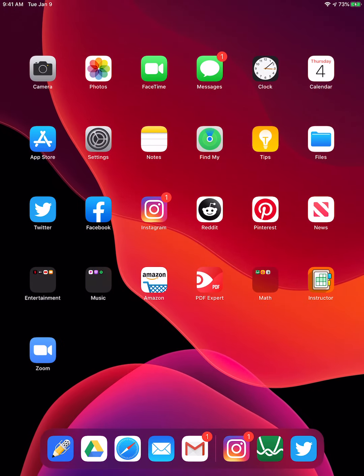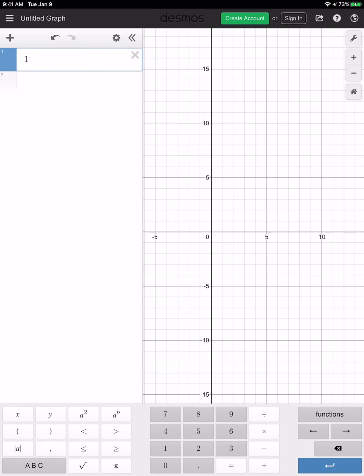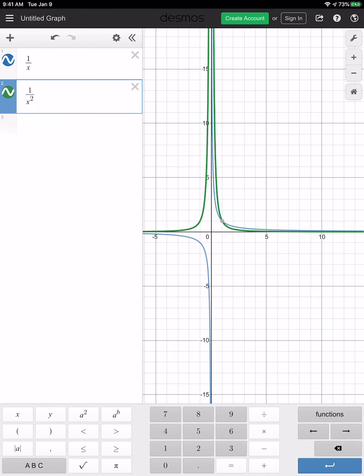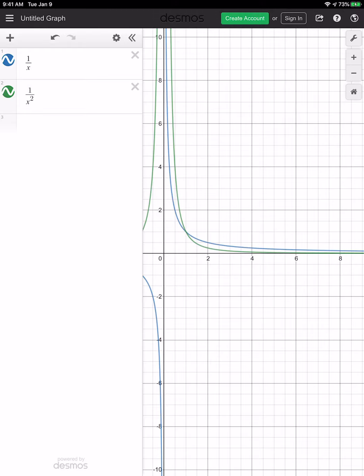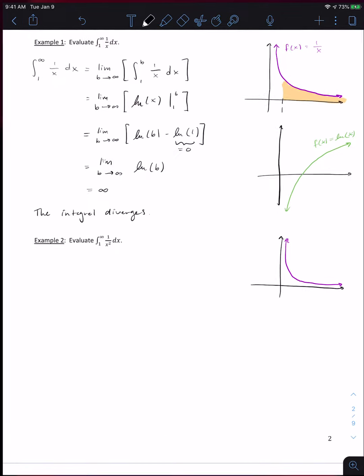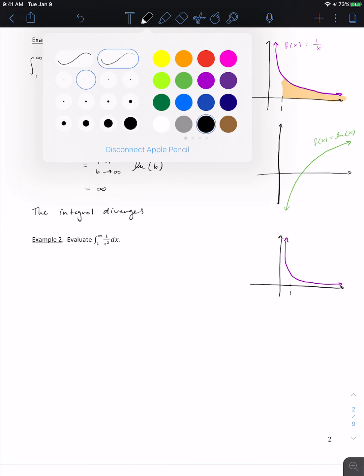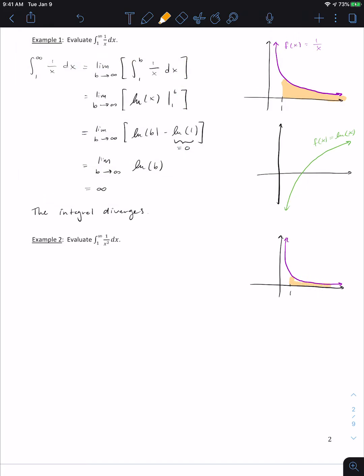So just to illustrate this for you, if I look here, if I have 1 divided by x and 1 divided by x squared, notice the green graph, which is 1 divided by x squared, is much closer to the x-axis. In other words, it's much tighter. So maybe it has a better chance of bounding this area from 1 to infinity. Right? Maybe this one can actually converge. We'll see.